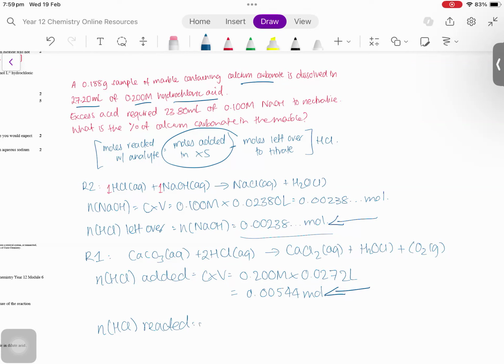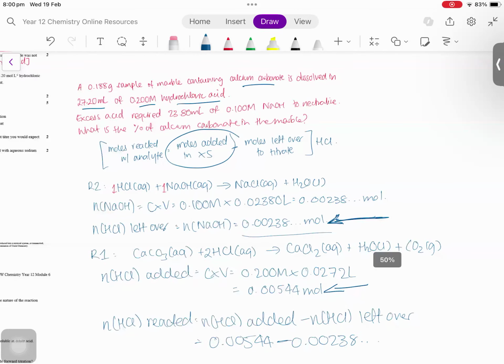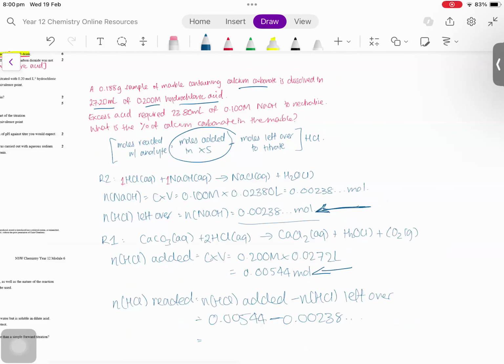So moles of HCl reacted is moles of HCl added minus moles of HCl left over or in excess to titrate is 0.00544 minus 0.00238. Hopefully you saved your number from up here. You need all of the digits, yeah? You don't round off until the end. What did we get for the moles of HCl reacted?